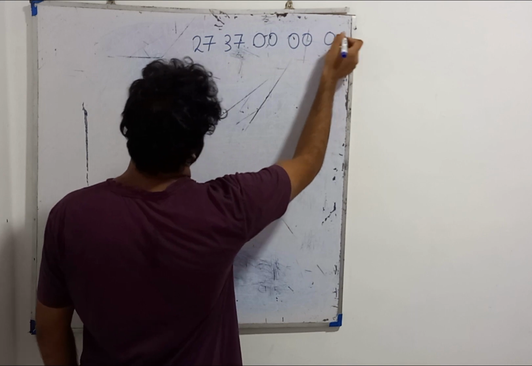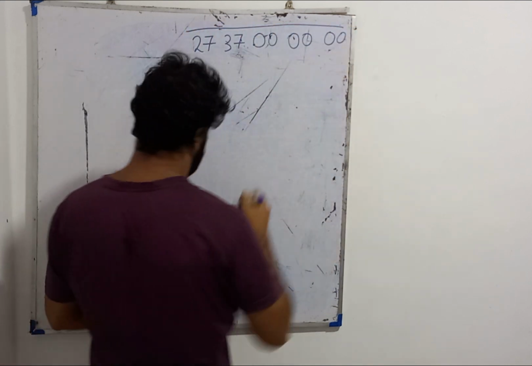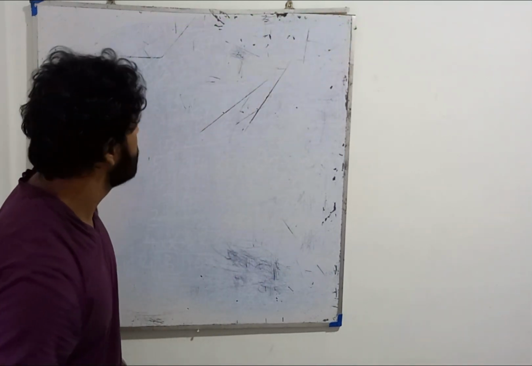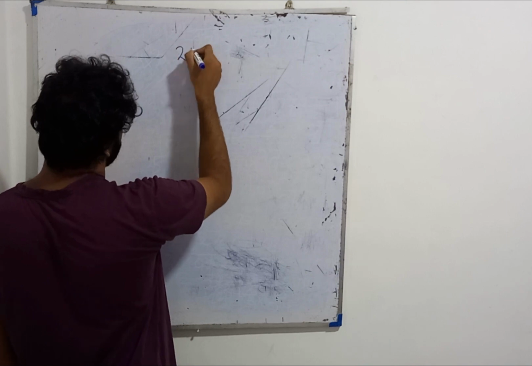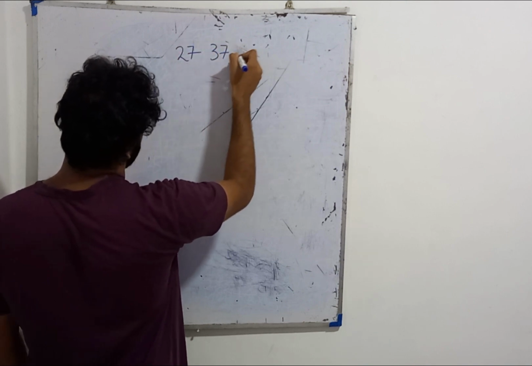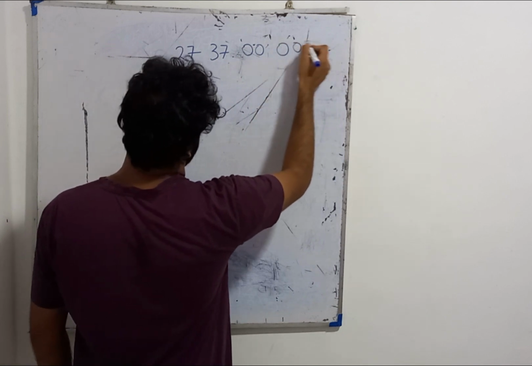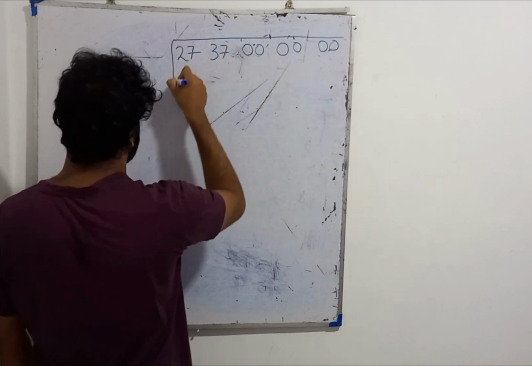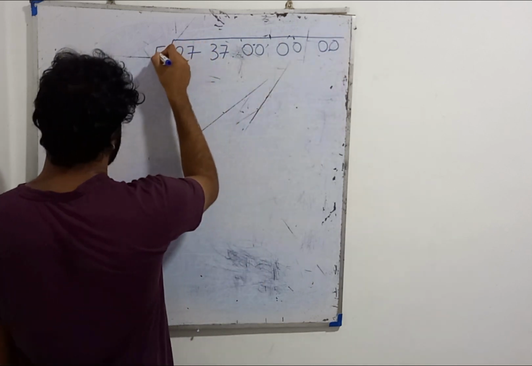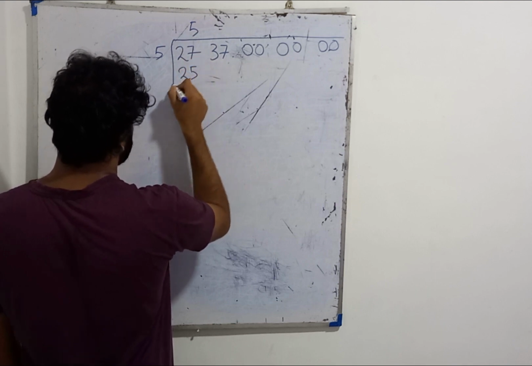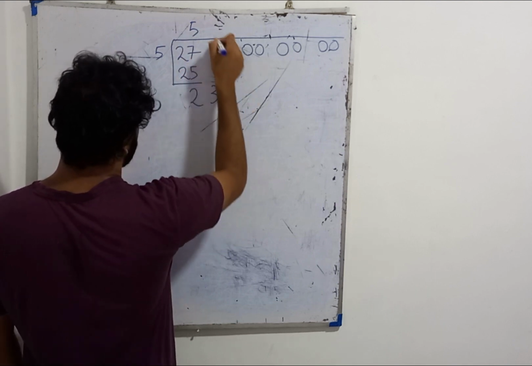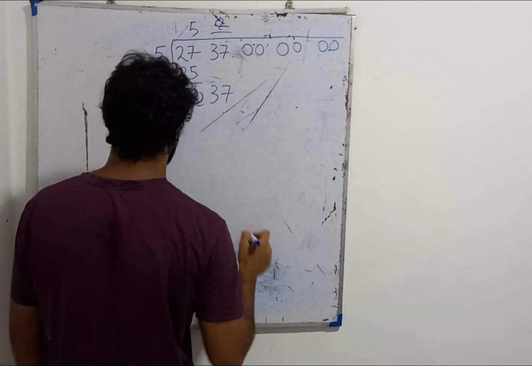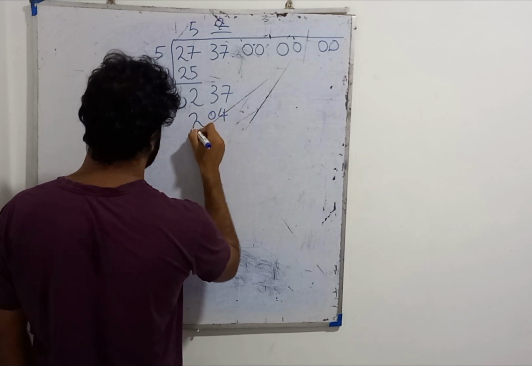2737.0000 and 00. Apply division method. Oh no, we need to write it a little bigger. 2737 0 0 0 0 and 0 0. Okay, 5 and 5, 25. 2 3 7. 10 2 2. 204.